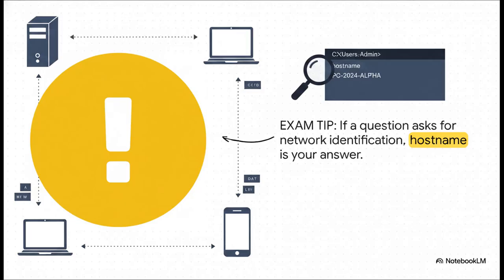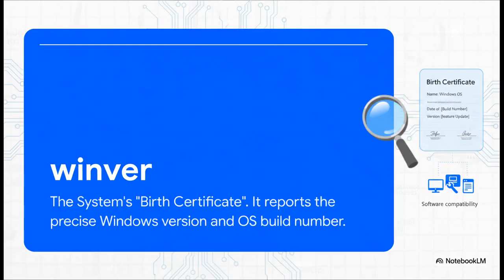Okay, exam tip time. Listen up. If a question on the A+ exam asks for the computer's network identification or its friendly name, your brain should immediately go to hostname. Don't overthink it. That's the answer. Next up, we've got winver.